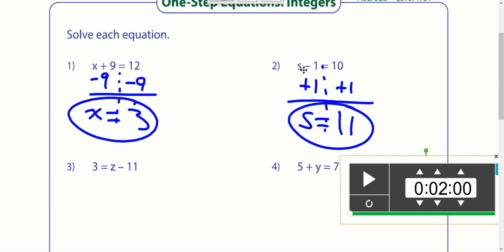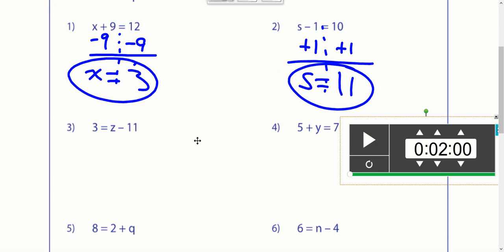And then on number 2, what's happening to my variable? It's being subtracted. So again, we want to undo what's happening to the variable. So to undo that, we have to do the opposite of subtraction, which is addition. And we're going to add 1, not just to this side, but to this side as well. So when I do that, these go away because I'm undoing that subtraction. So I'm left with s. And then 10 plus 1 gives me my answer, which is 11. And then I can check: 11 minus 1 would give me 10. So I can circle that with confidence.